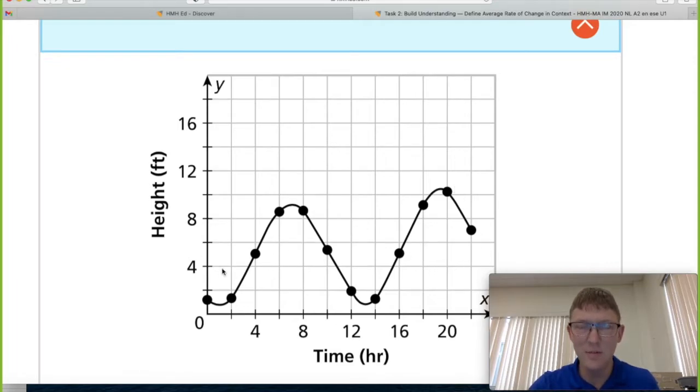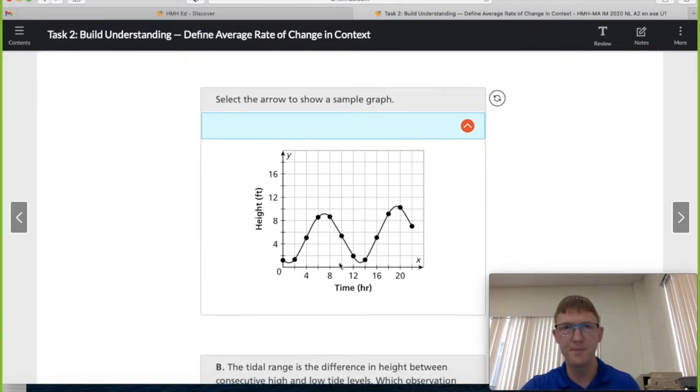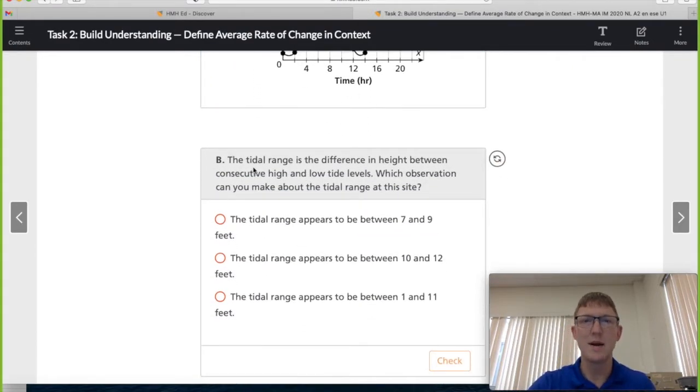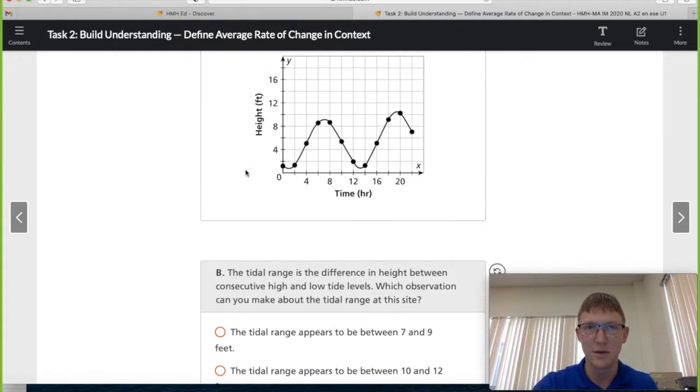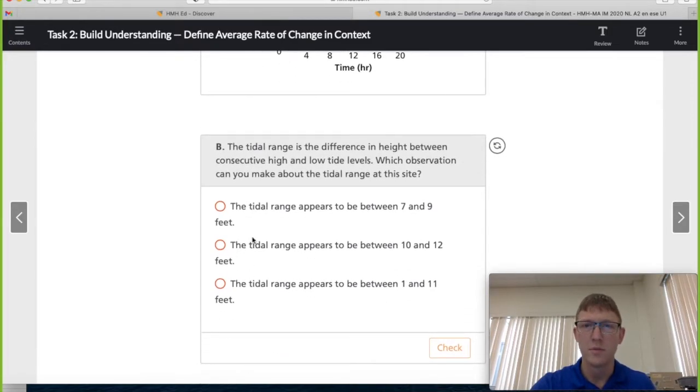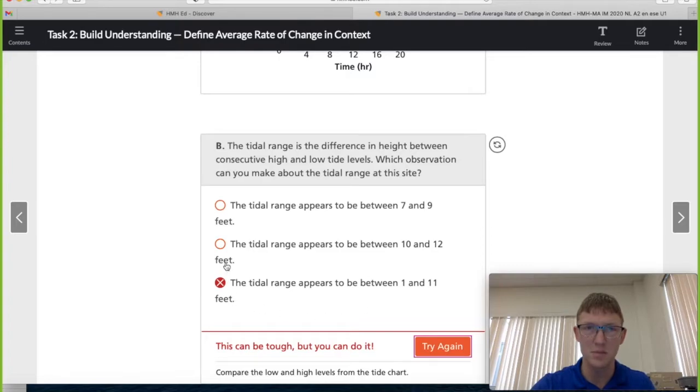And this helps us see some of our characteristics. Again, maximum, minimum, whichever one is lower is going to be your minimum. But the tidal range is the difference in height between consecutive high and low tide levels. Which observation can you make about the tidal range at this site? So if we look at our maximum, that's around 10. Our minimum is around 2. Tidal range appears to be between 1 and 11 feet. I like that idea. Wow, maybe not.